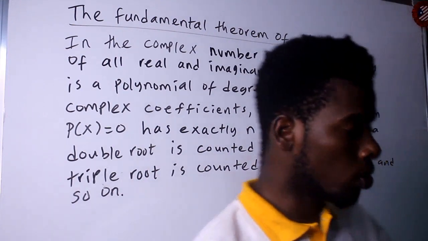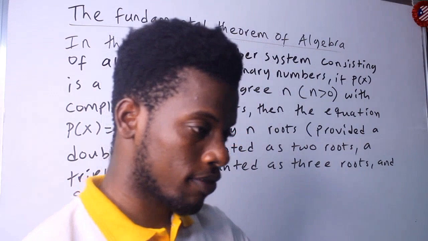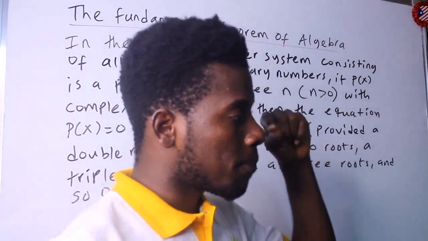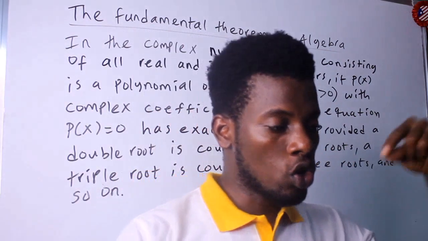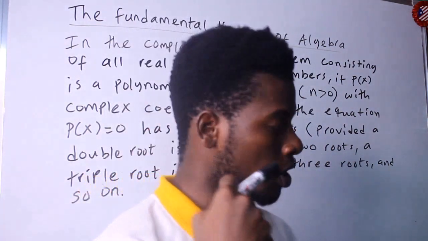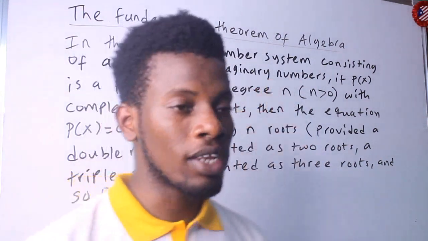Now, according to this theorem, if you have a polynomial equation of degree n greater than 0, so 1, 2, 3, 4, and so on, the number of roots of that polynomial equation will be equivalent to the power or the degree of that equation.